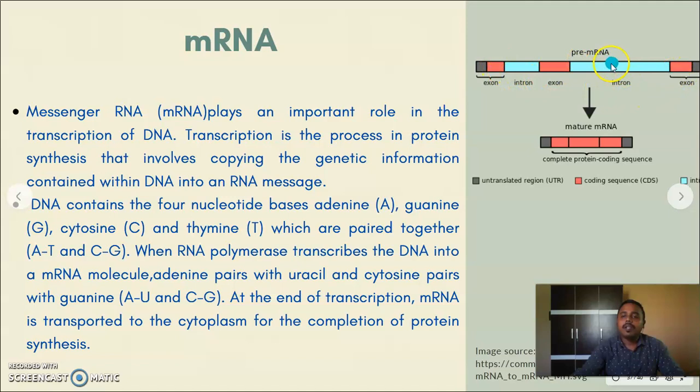So this pre-mRNA undergoes some processing, and these introns are removed and all these exons are joined together and become a mature mRNA. Once this mature mRNA is ready, it leaves the nucleus through the nuclear pores and reaches the cytoplasm, where it gets ready to synthesize the protein.